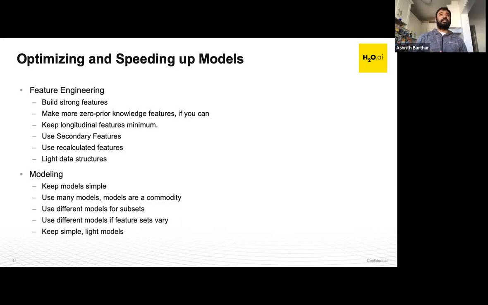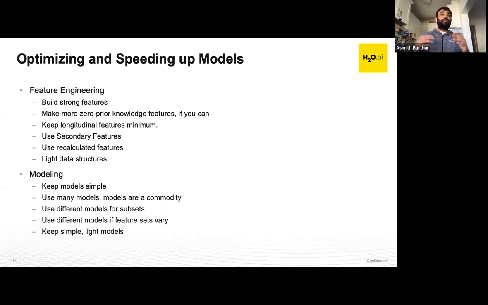The idea here is that if you have features that are much more dependent on historical data, then your models tend to become slower. If you can get features that don't need a lot of historical data, then it is much more valuable in terms of speed, in terms of how big the feature is, and so on. You can keep your longitudinal features to the minimum. Instead of looking at, let's say, 3 months, 6 months, 10 months, a year of transactions, see if you can make sense between 15 days to 30 days of transaction history.